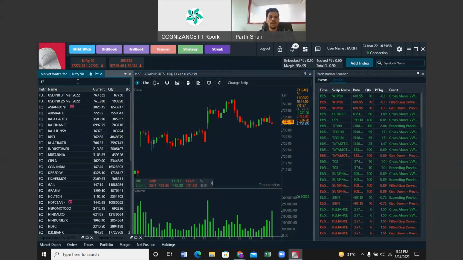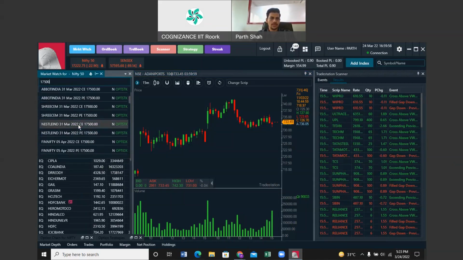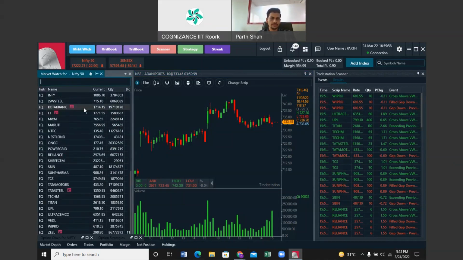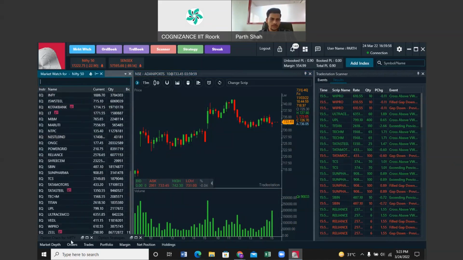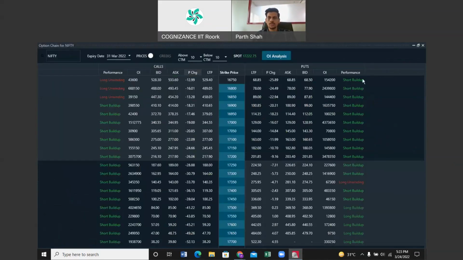17,500 Nifty option, I want to search for 20. Okay, I'll take the 31st one. I'll just click on it and the same will be added here, added in the last row. Okay, so this is the option chain where you can see the performance of the options.